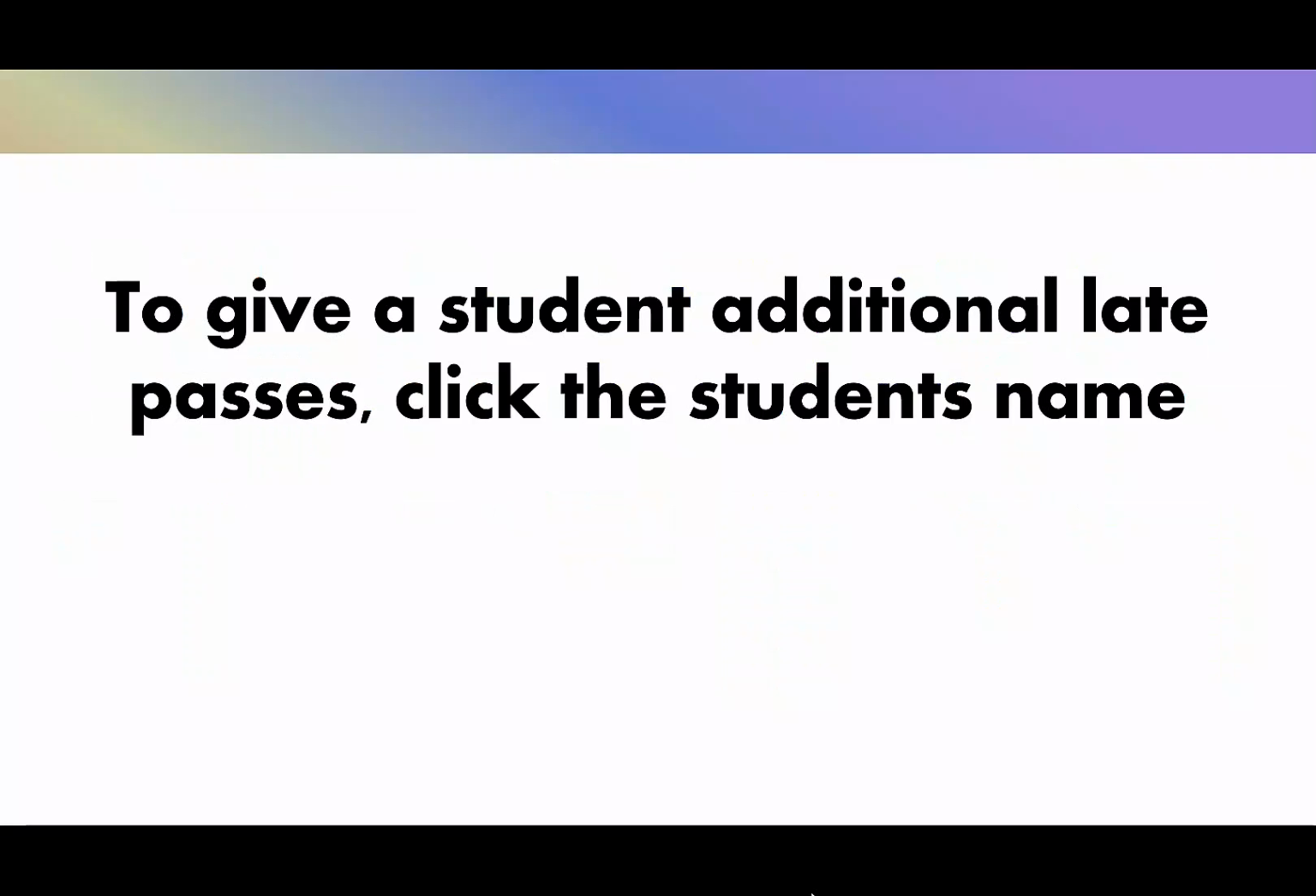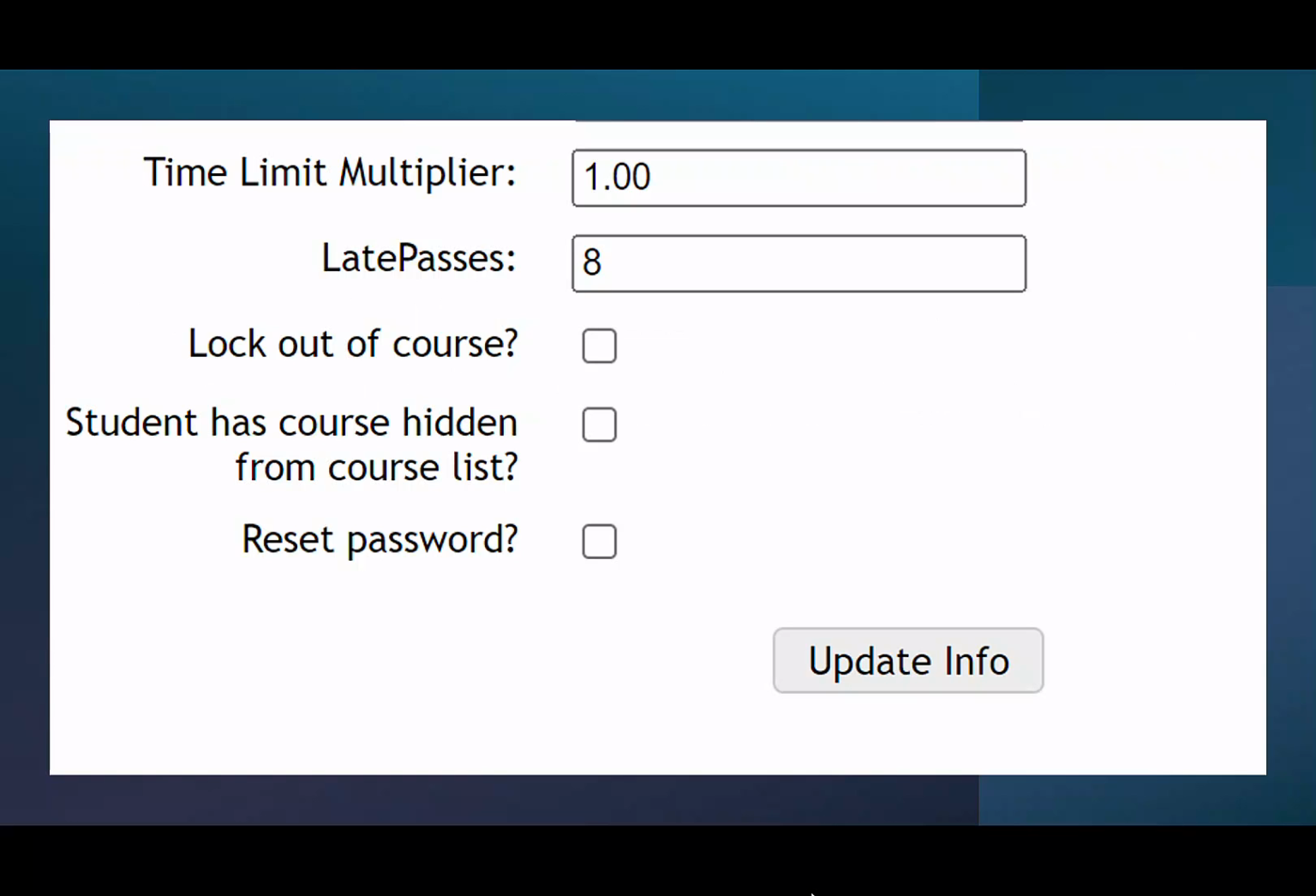If you want to give a student additional late passes, you're going to click on the student's name, and it will open this screen. Notice there's a time limit multiplier. This is where you would increase the time, maybe 1.5 times or 2 times if someone has accommodations, and you can give additional late passes if a student needs them.